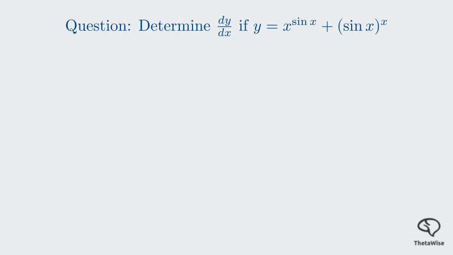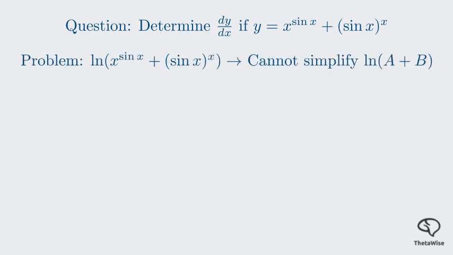But if we did, we would have ln of a sum. And as we saw earlier, there is no logarithmic law to simplify ln of a plus b. You cannot split a logarithm over addition. Because this is a sum, we must split the problem. We'll differentiate each term separately and then add the results.